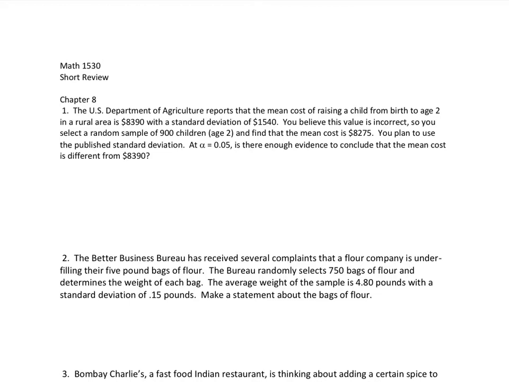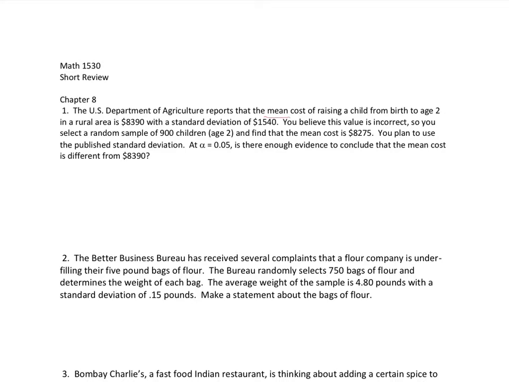First, we read the problem. And these are problems that I just took from other worksheets. And I just chose them because it gives me one of each. But the USDA reports the mean cost of raising a child from birth to age 2 in a rural area is $83.90. The first thing I notice is that it says mean cost.